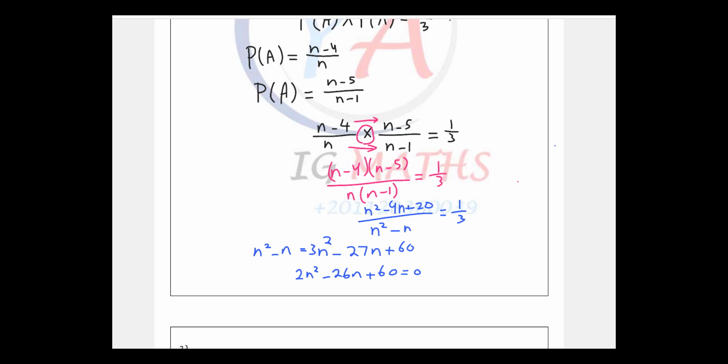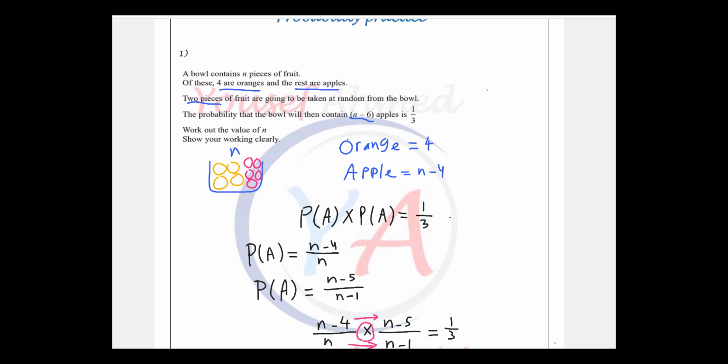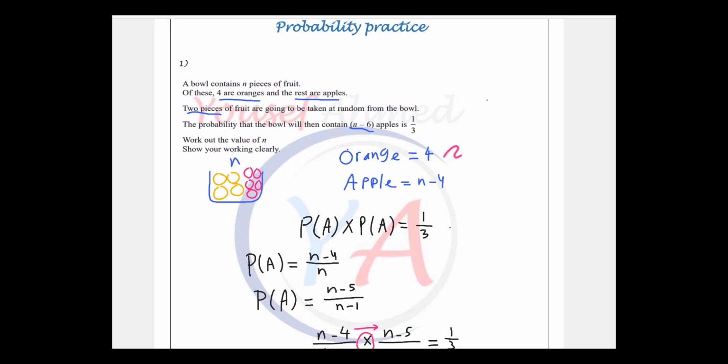You can use mode 5.3 for the factorization on the calculator, which is 60. So n has two values. n is equal to 10 or n is equal to 3. 3 is rejected because n is the number of fruits in the bowl from the beginning of the question. It cannot be 3 because already you have 4 oranges. You have 4 oranges, so the number of fruits cannot be 3. So the 3 is rejected.